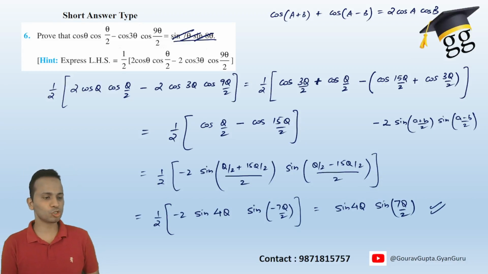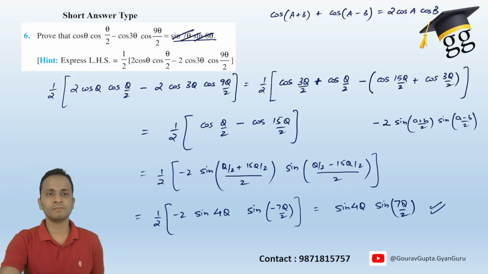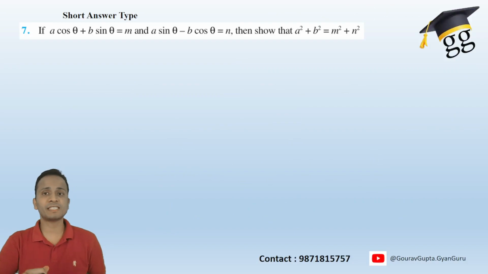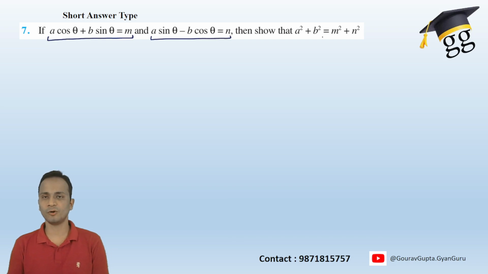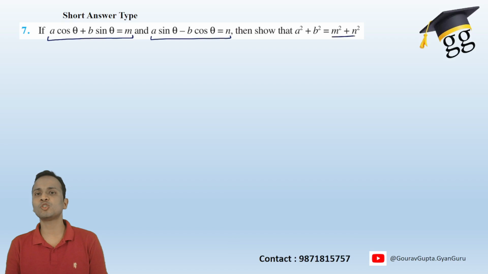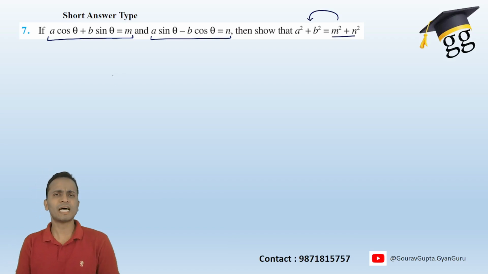All right, so that was question number 6 with some correction done. Question number 7, next one. Now this one is a very simple question. You are given the value of m and the value of n, and you'll have to prove that m square plus n square is equal to a square plus b square. So I'll start with m square plus n square.